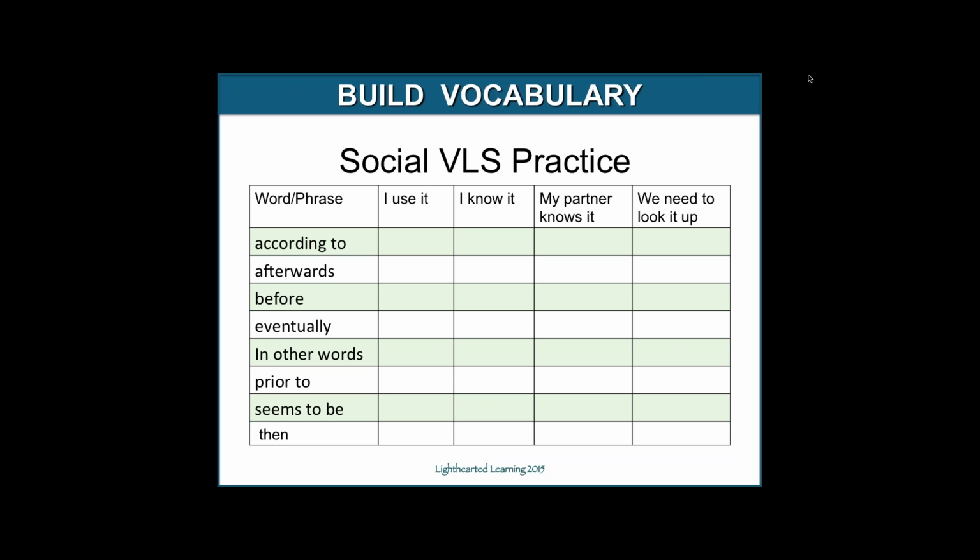But for today, we're just focusing on this social vocabulary learning strategy, which is to create a list of words that they might want to make use of in their writing, depending on the topic, and then have them work with a partner after they've determined whether they use the word or whether they know it, and determining which words need to be looked up.